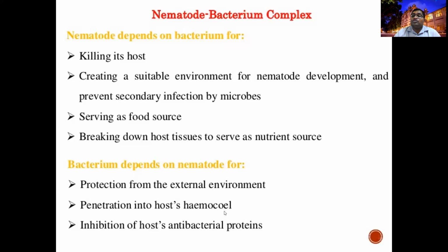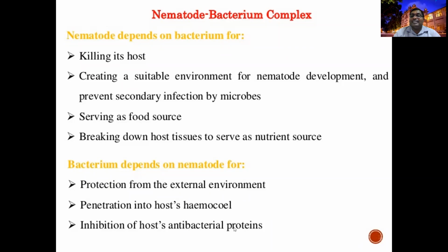Penetration into the host hemocoel. For the host hemocoel penetration, it needs a weapon. These weapons are nematodes, like missiles. The bomb will be there in the missile. The missile is propelled, and once it has reached the target, the bomb will blast. Like that, this nematode acts as a proper vehicle to carry it. Once it has reached the target, it can act.